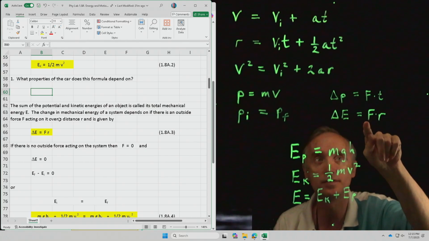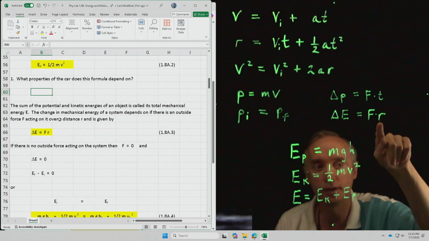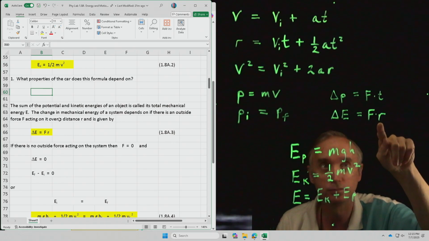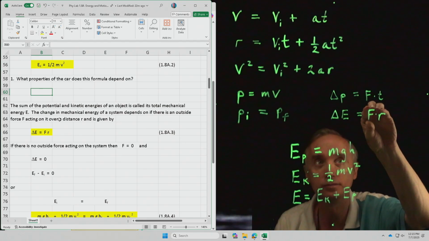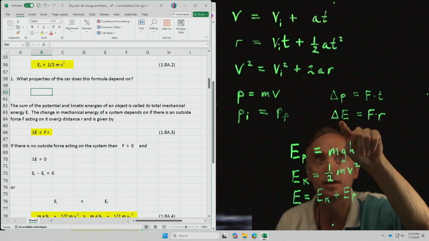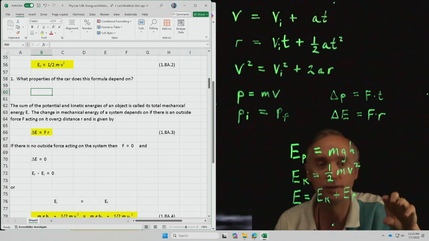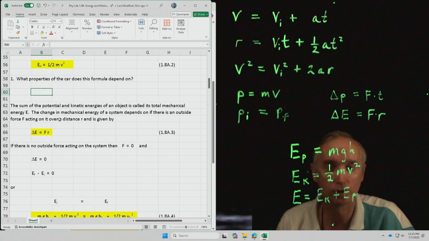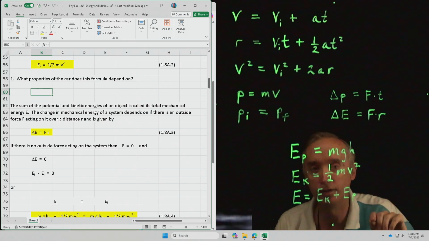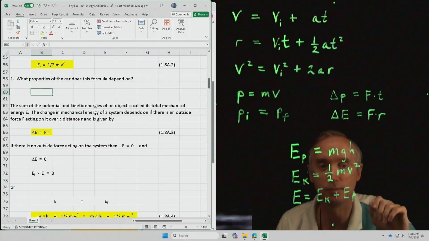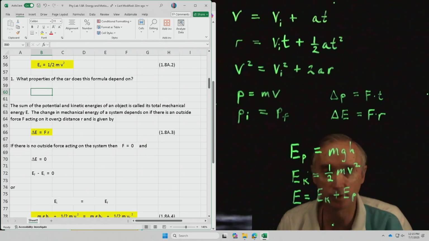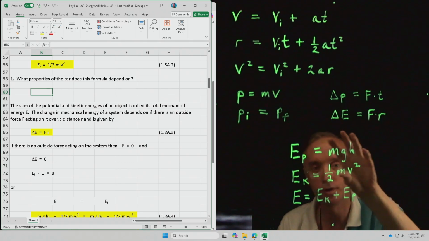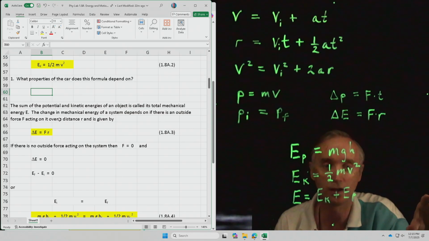And then that means that 0 times anything is going to be 0. So this side over here is 0. But then this thing here, change, means final minus initial. So we're going to say that the final energy minus its initial energy has to equal 0. And then we could take one of those energies over to the other side.